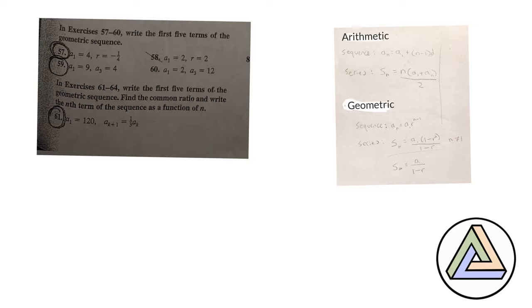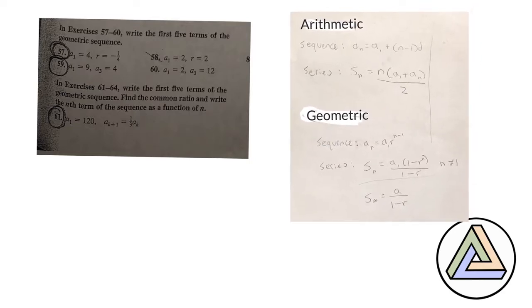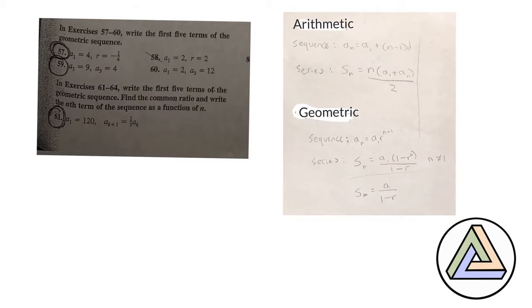Okay, so exercises 57 and 60, write the first 5 terms of the geometric sequence. Okay, so this is the first time we have to deal with a geometric sequence. All right. Now, geometric sequence clearly is right here in the reference guide, right? We actually have 3 formulas.